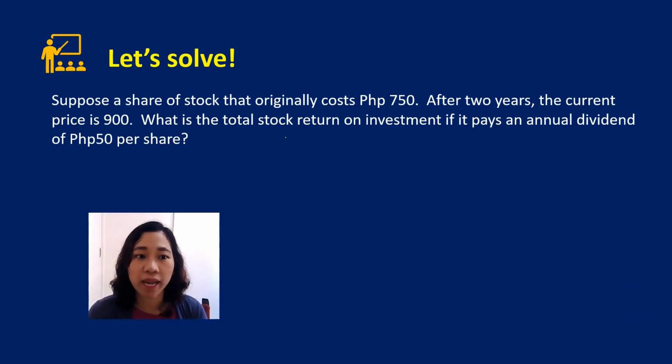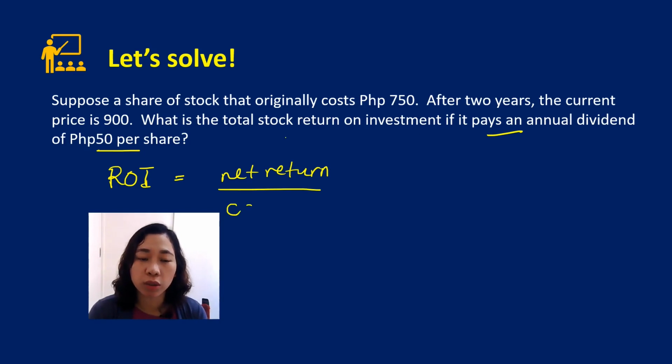After 2 years, the current price is 900 pesos. What is the total stock return on investment if it pays an annual dividend of 50 pesos per share? Now, let us recall, how do we get the return on investment? What is our formula? That is net return over the cost, right? Okay, how much return did you get in one share? Let's just take a look at one share.